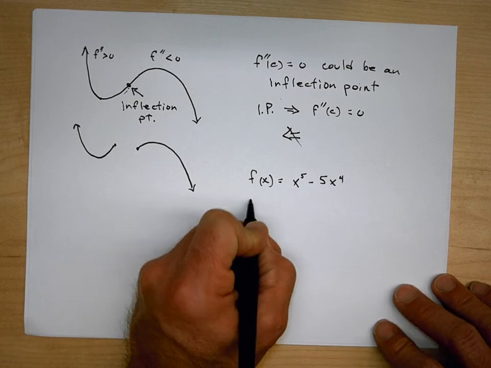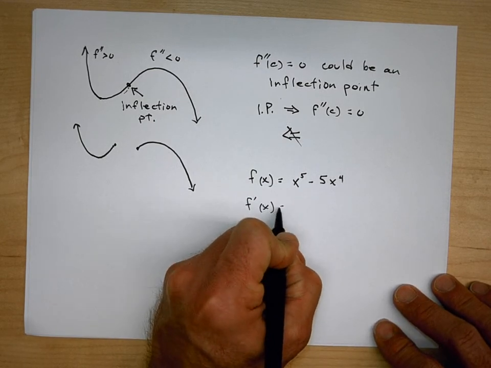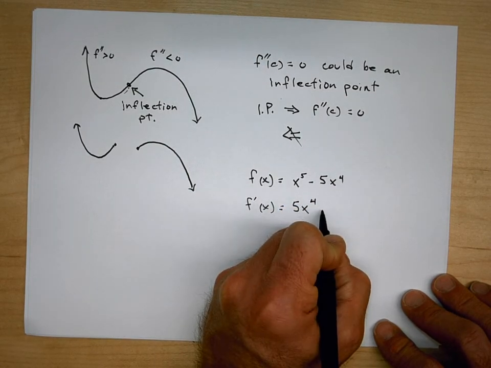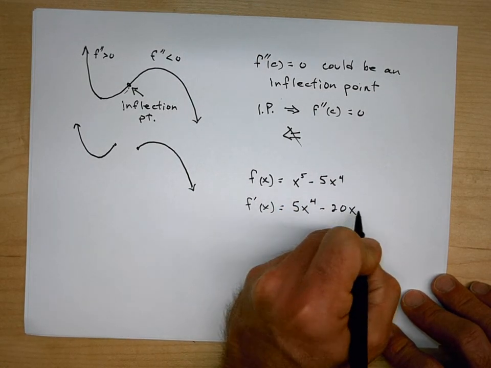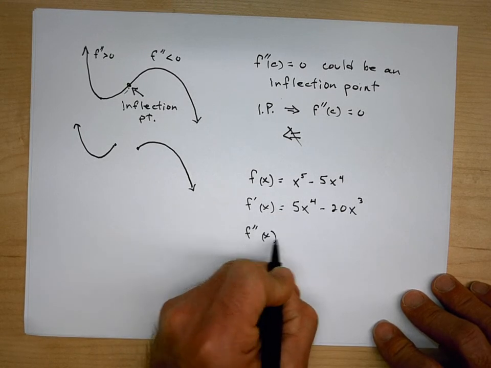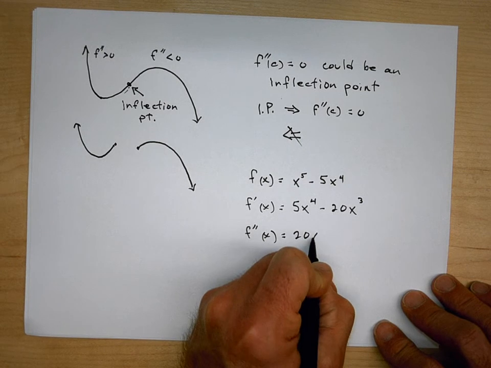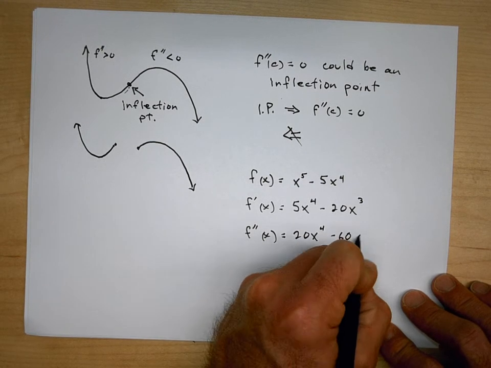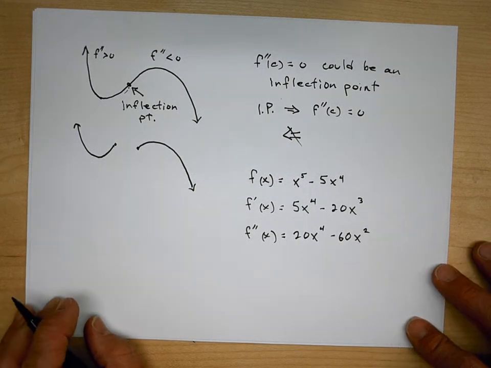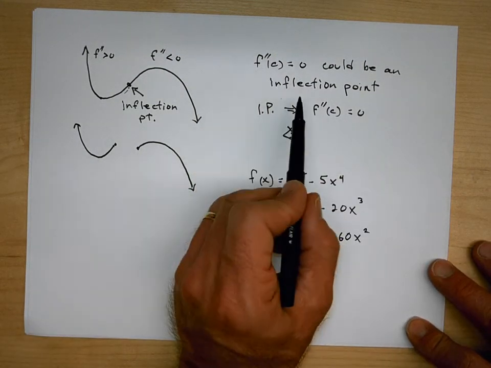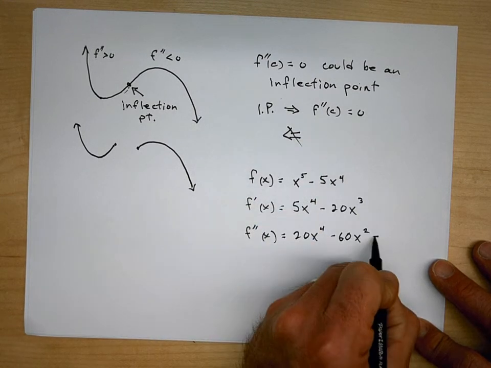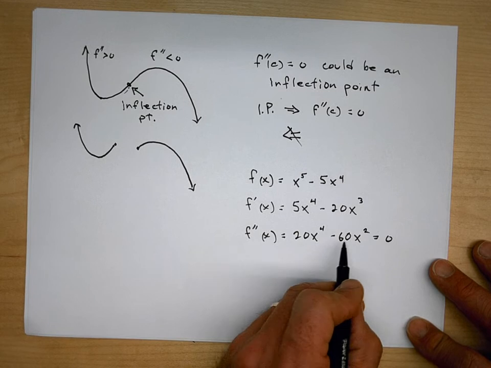To get the second derivative, first I have to take the first derivative, right? So that's 5x to the 4th minus 20x cubed. But I'm after the second derivative, so let's do it again. Polynomials are easy: 20x to the 4th minus 60x squared. We know that if we have an inflection point, the second derivative is 0. So if we set this equal to 0, we will find at least our candidates.